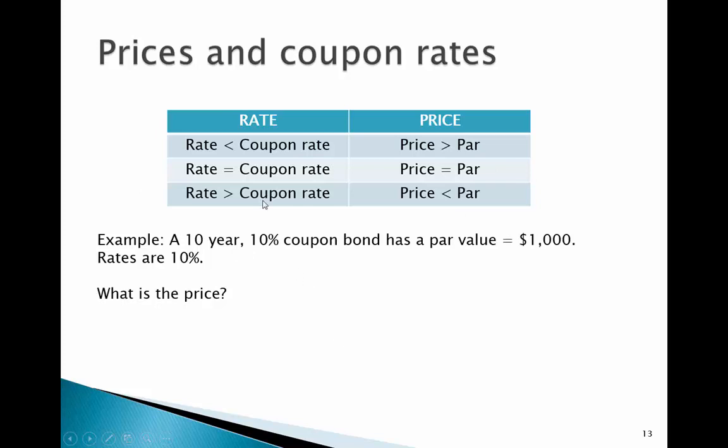Now, obviously, if the rate goes up, if the rate is greater than the coupon rate, then the price is going to go below par for the reasons we talked about before. When rates go up, the price of that bond goes down because its payments stay the same. And vice versa, when rates go down, if the rate falls below the coupon rate, the price will be greater than par.